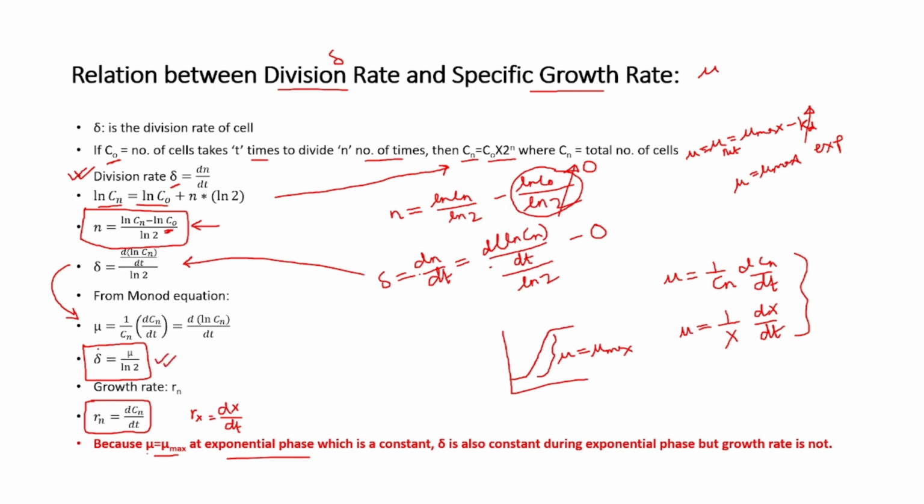So during the exponential phase, the division rate delta is also constant, but the growth rate is not, because the curve is still increasing in the exponential phase. That means growth is happening. The rate of growth is not constant, but the specific growth rate is constant and the division rate is also constant. That means the bacteria, or whatever cell you are taking, is dividing at a fixed rate during the exponential phase.